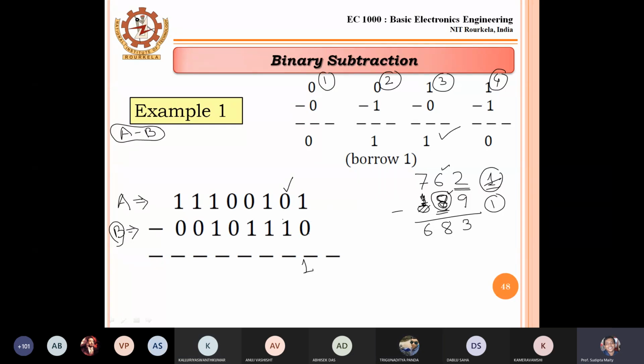Now let's check this one. 0 minus 1. So it is 1 and borrow 1. So resultant is 1 but borrow 1. Like this borrow, if I am having any borrow, the borrow has to be added with this data. Like here we had 6 over here.